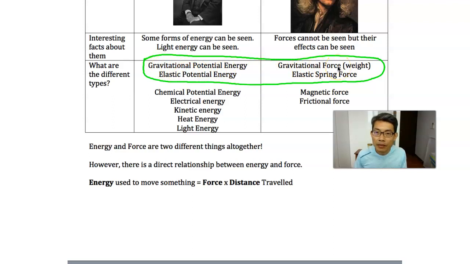When something experiences gravitational force, that something will have weight. I'm experiencing gravitational force now. So if I'm sitting on a weighing machine and look at the number on the weighing machine, there will be a number, okay? Elastic potential energy is not elastic spring force. They are all different kinds of energy, and they're different kinds of forces. So in short, energy and force are two different things. But I understand where the confusion lies.